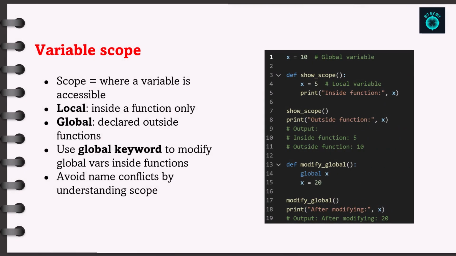Variable scope. Variable scope refers to where in your code a variable can be accessed. A variable created inside a function is called a local variable. It only exists while the function is running. A variable created outside all functions is called a global variable. It can be accessed from anywhere in the file. If you want to change a global variable from inside a function, you must use the global keyword. Understanding scope helps you avoid unexpected behavior and naming conflicts in your code.